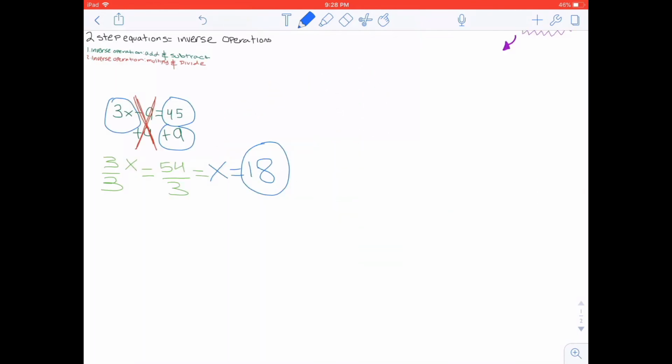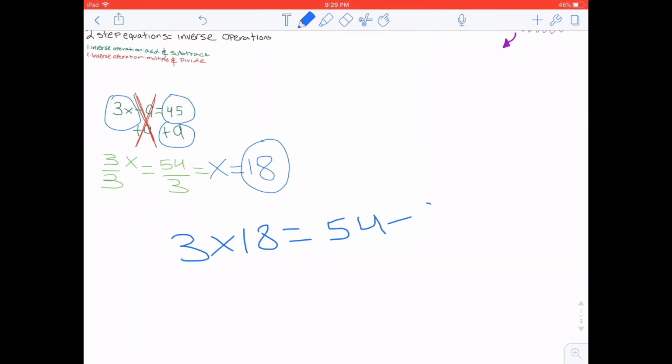Now comes the easiest part, checking your answer. So we're going to put 3 times 18, since 18 was the answer, equals 54. Because 3 times 18 equals 54. And we're going to take away 9 because that was our starting number. And that'll give us 45. And that was the answer for the equation. So that means we got the equation correct.